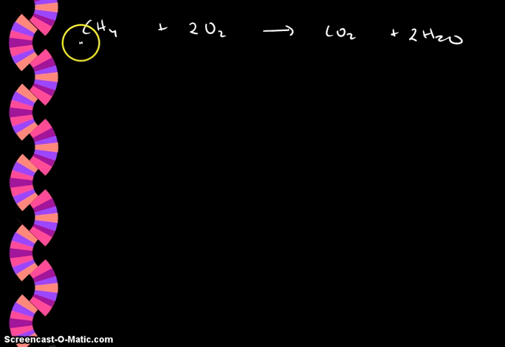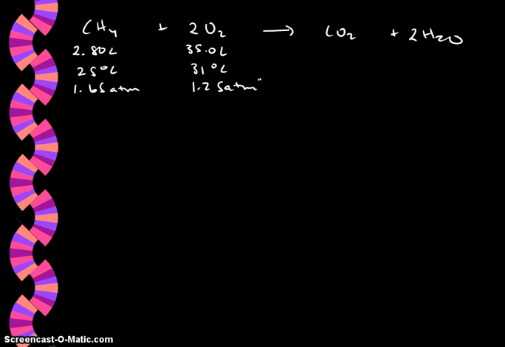Now let's write down the numbers that were in the problem. So we had 2.80 liters, 25 degrees Celsius, and 1.65 ATM. And for oxygen, 35.0 liters, 31 degrees Celsius, and 1.25 atmospheres. And we're ultimately trying to find the volume of this gas that's produced. So we have a limiting reactant problem, and we're going to have to figure out which is our limiting reactant.